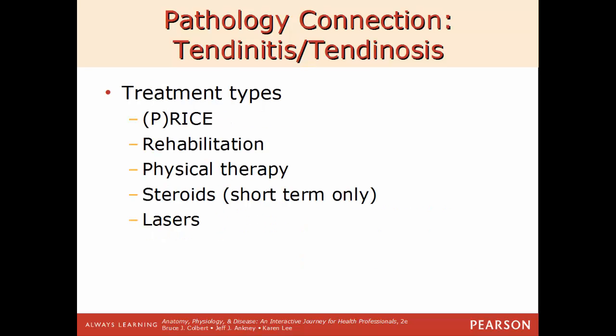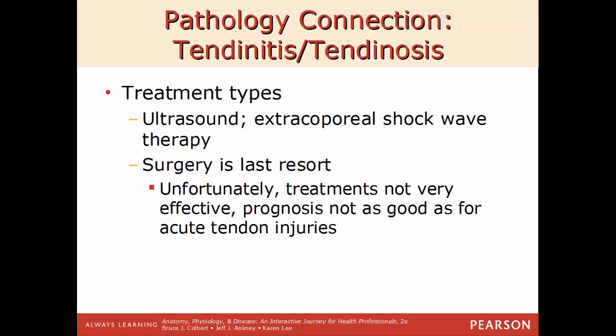Some treatment types for tendinitis and tendinosis: PRICE, protection, rest, ice, compression, and elevation. General rehab, physical therapy and rehab. Steroids in the very short term. You don't want to overdo steroids. And then lasers also can be a treatment type. Ultrasound, such as shockwave therapy, for example. And then the very last resort for treatment type is obviously surgery. Even though this is the last step for treatment for tendinitis and tendinosis, it usually isn't that effective, and the prognosis is not as good for acute tendon injuries.